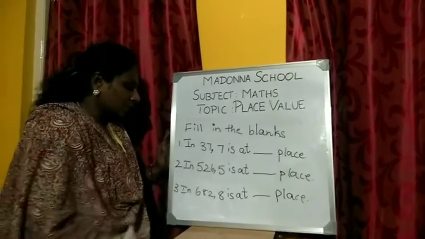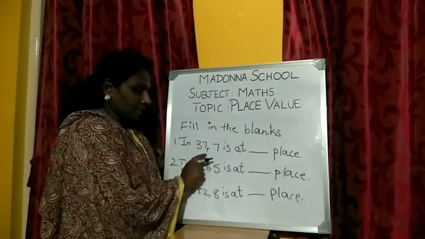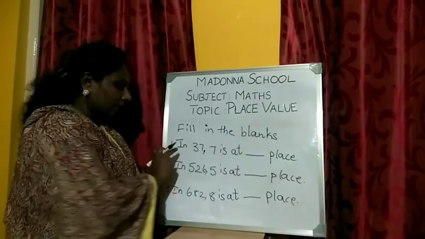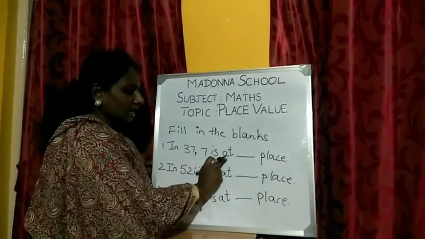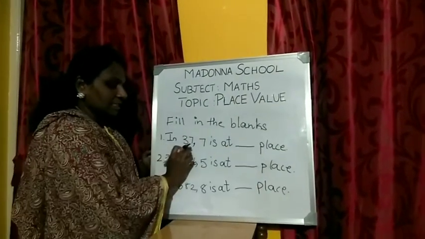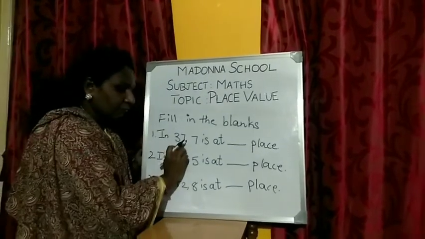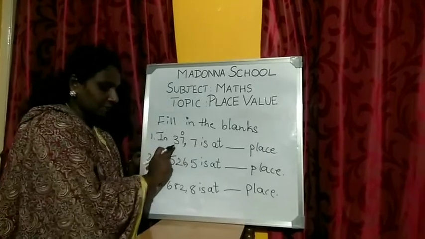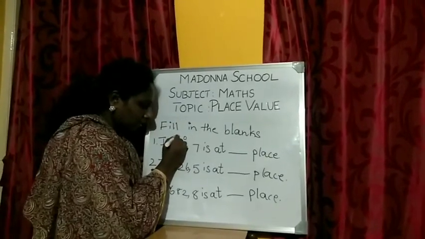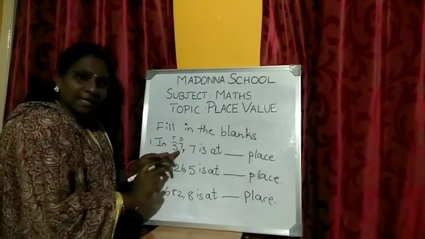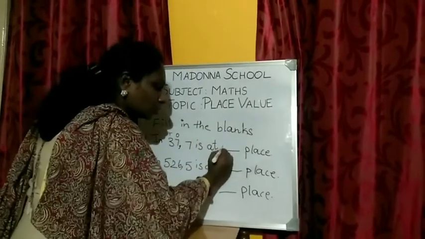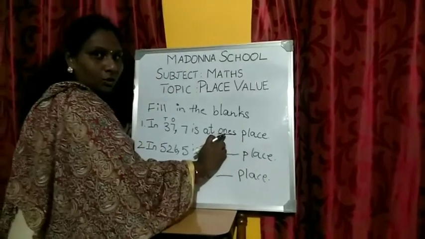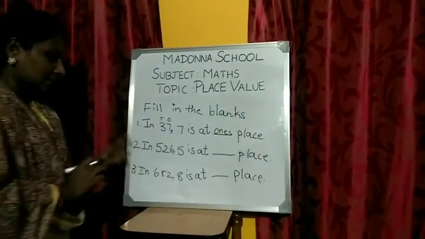The first one is in 37, 7 is at dash place. Okay, in 37, 7 is at dash place. So 37 is a 2-digit number. The first place is called what, children? Ones. So write it on the top. Ones. Second place is called tens. So write it here. So 7 is at what place? 7 is at ones place. So you should write here O-N-E-S. Ones.